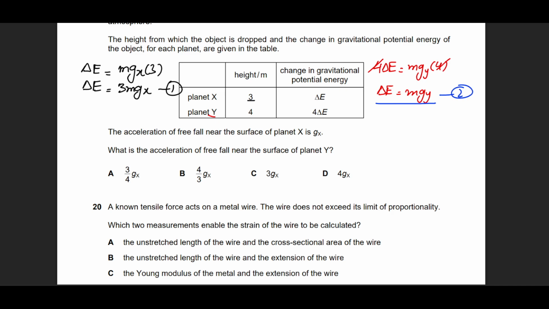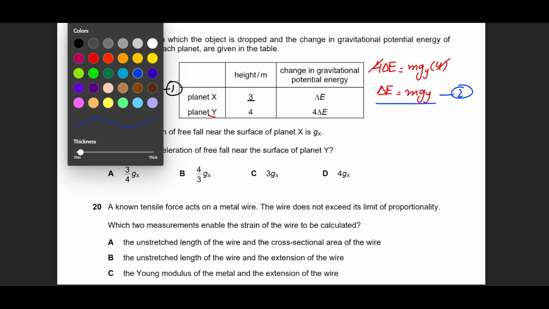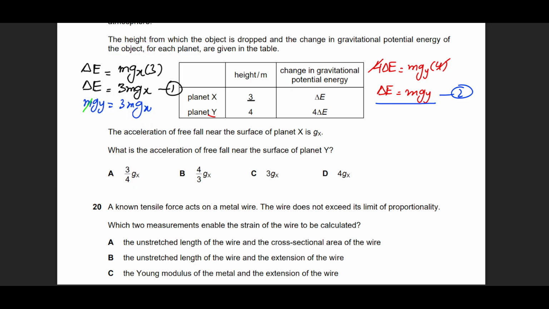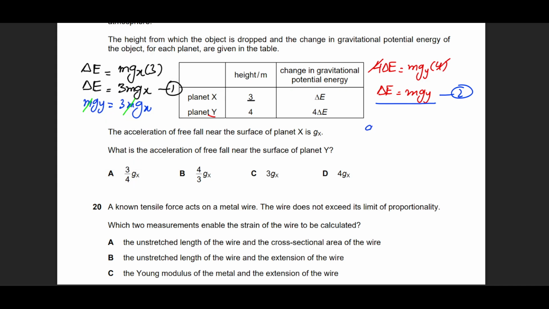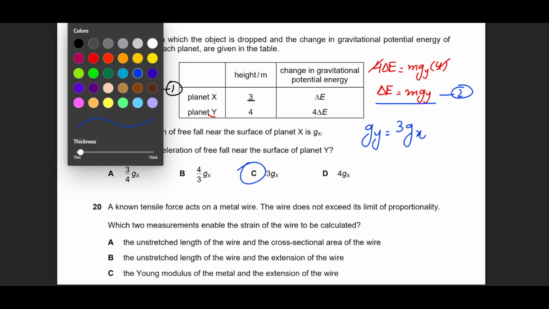Let's equate both of them. I get mgy equals 3mgx. Very simply straightforward. I can see that m gets cancelled out. I'm left with just a simple equation that says gy is equal to 3 times gx. Very straightforward. C is the answer. All right.